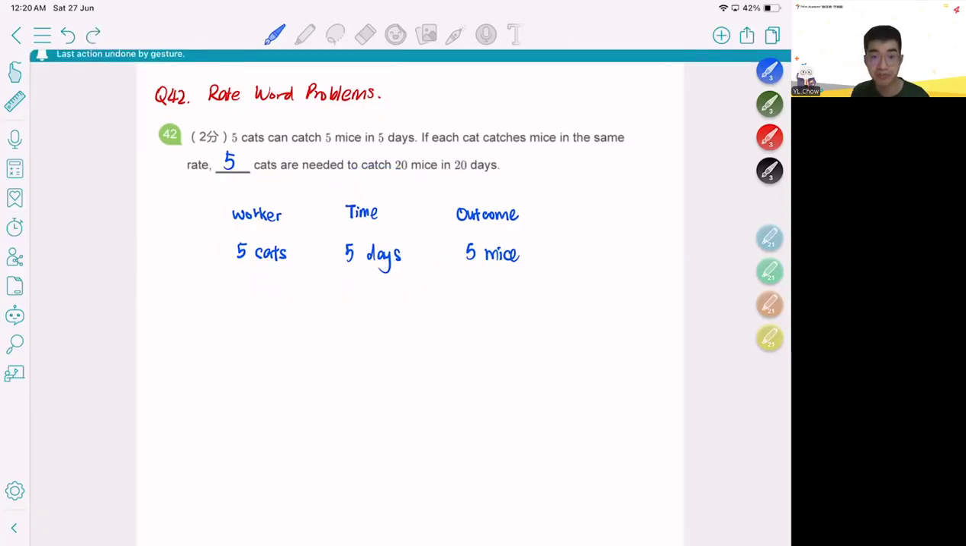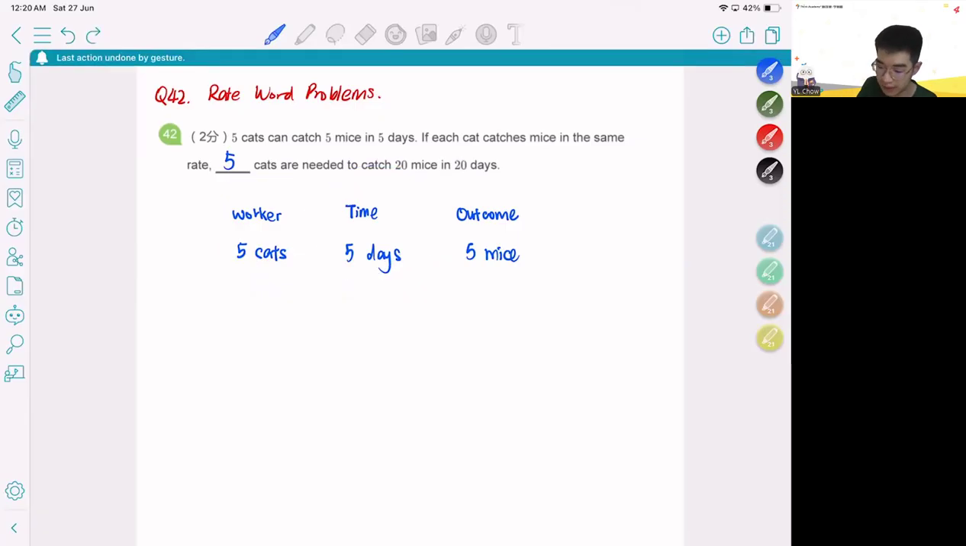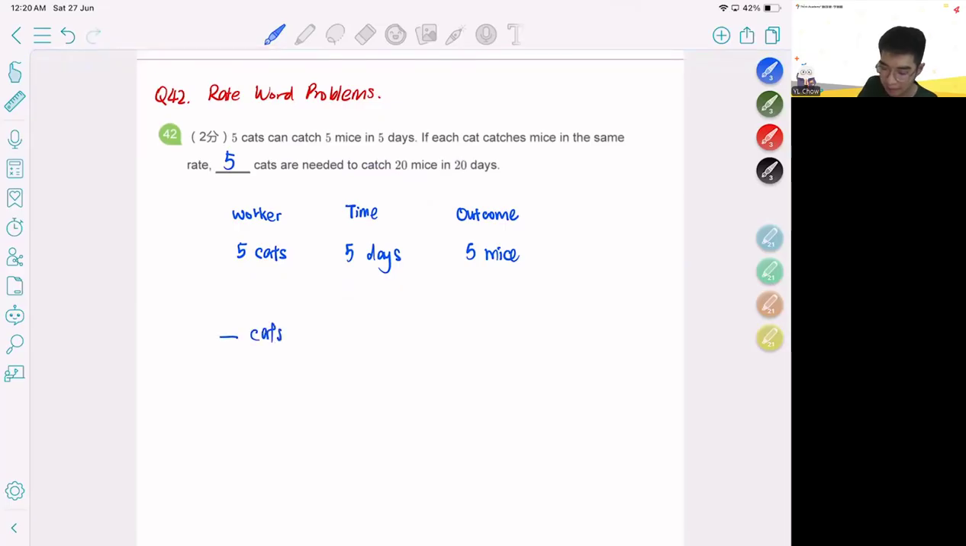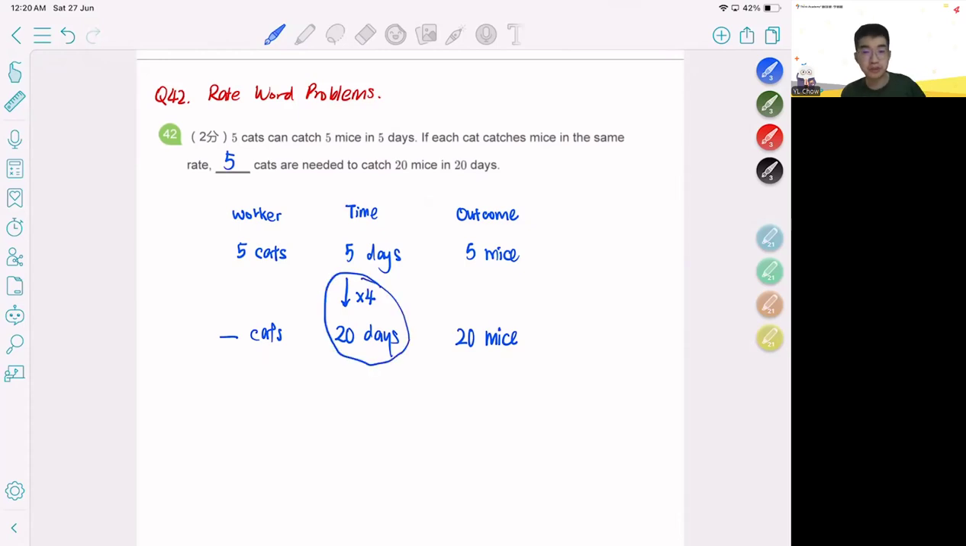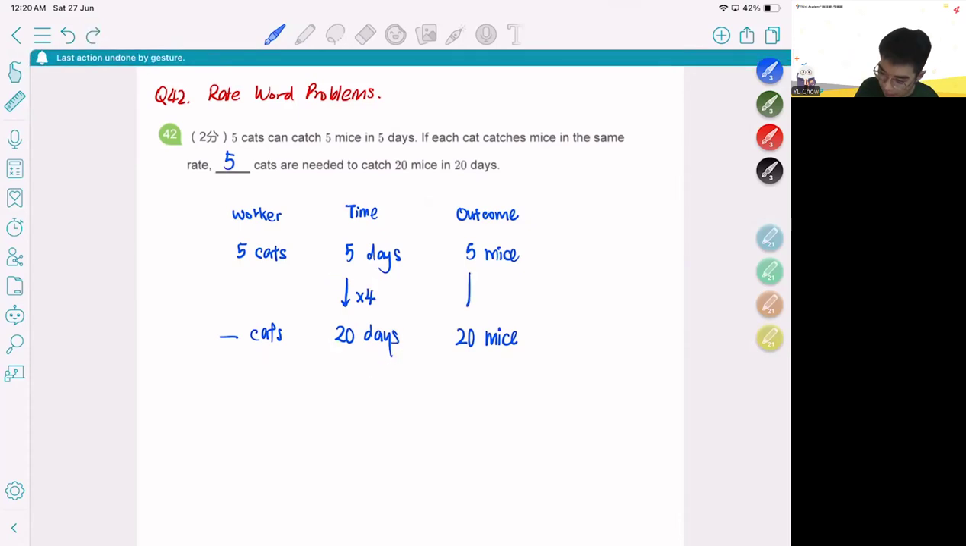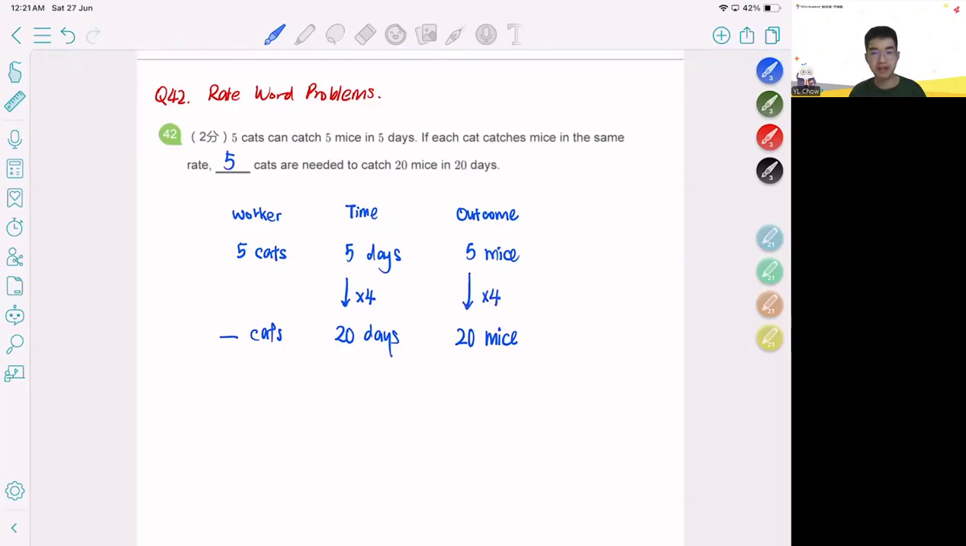one change of it will definitely affect the outcome accordingly. In particular, you realize that the goal is asking how many cats will catch 20 mice in 20 days. I try to manipulate time first. From 5 to 20, you realize that it is 4 times, fourfold. Now, if I give more time for the cats, without changing the cats before I even think about the number of cats, by just multiplying 4 to the number of days, the outcome will also be multiplied by 4. Of course, the more time you take, the more the outcome.